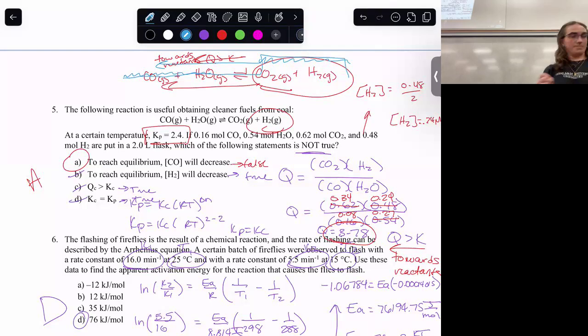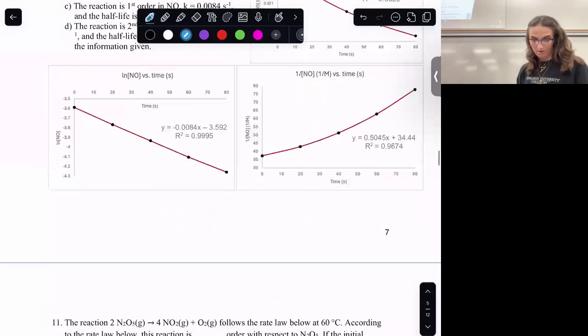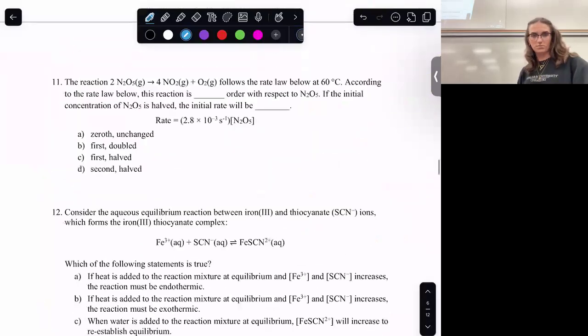Okay. You said 11. So we have the reaction 2N2O5 goes to 4NO2 and O2. It follows the rate law below at 60 degrees Celsius. According to the rate law below, the reaction is blank order with respect to N2O5. And if the initial concentration of N2O5 is halved, the initial rate will be blank.